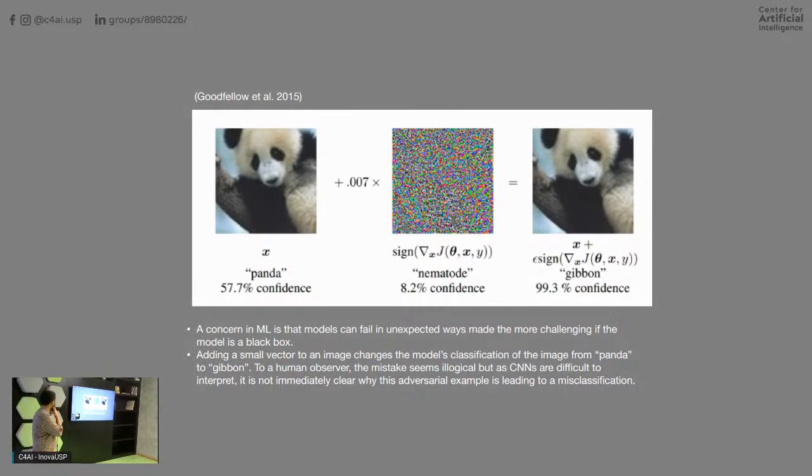And here's an example where the first image, which is obviously a panda, has only a 60% confidence. You add a small amount of noise, and now the system thinks it's a kind of monkey with a very high confidence. You can think of this kind of system being in a self-driving car, and it makes a silly mistake like this, and it could cost lives.